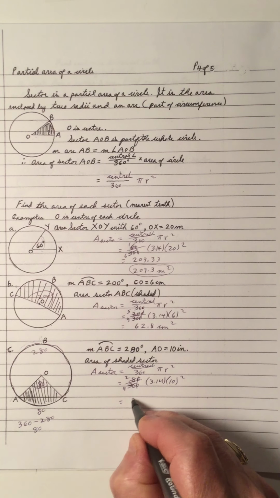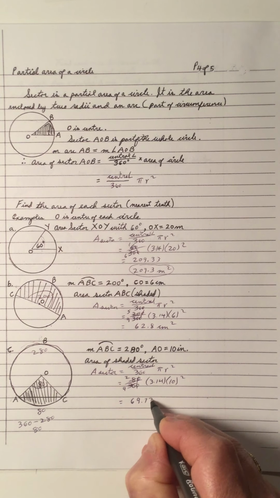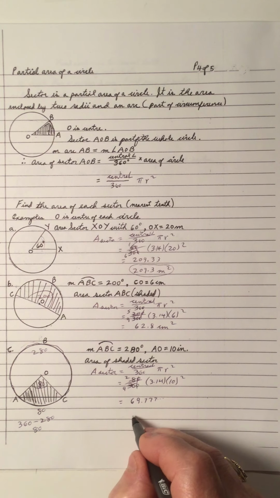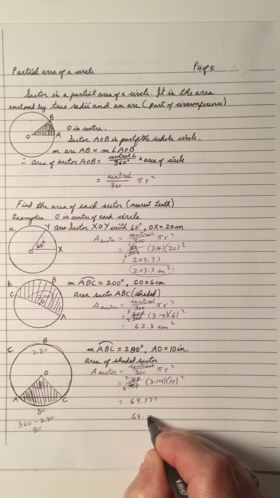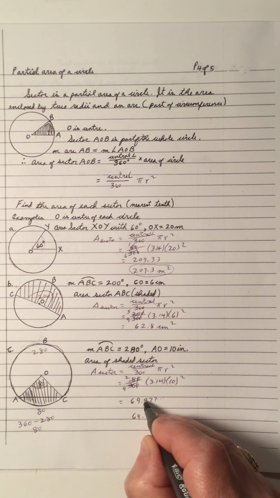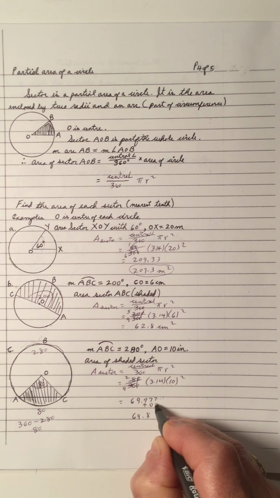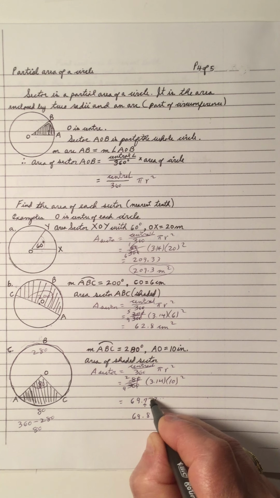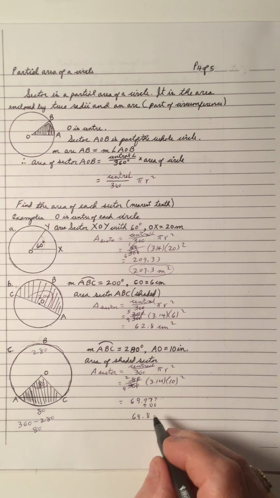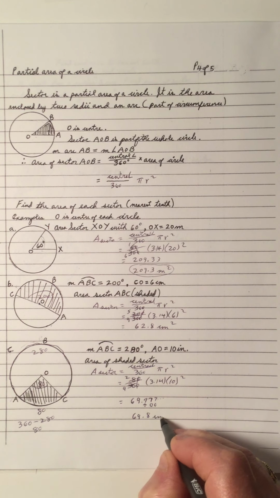And that gives me 69.777. We want to round that to the nearest tenth. So 69.8, because that 7 is in the tenth place. These become zeros. Because that's greater than 5, we add 1 to the 7 and make it 8. So these are all zeros on the right side. And that's in inches, so it's square inches. So that's the final answer to the nearest tenth.